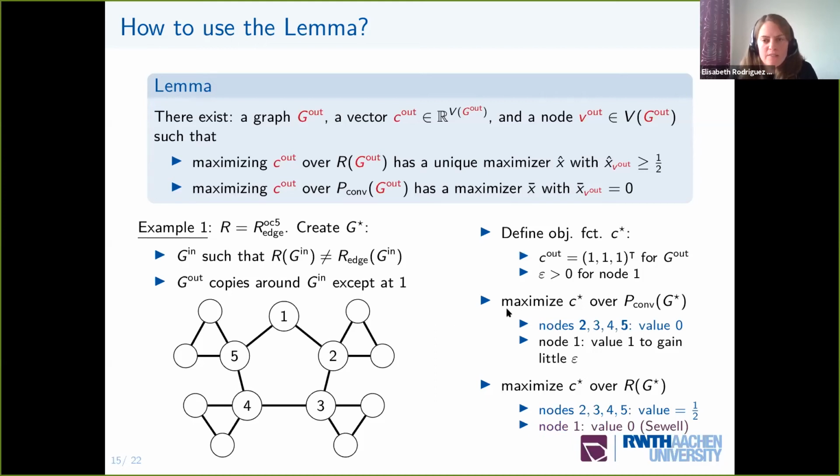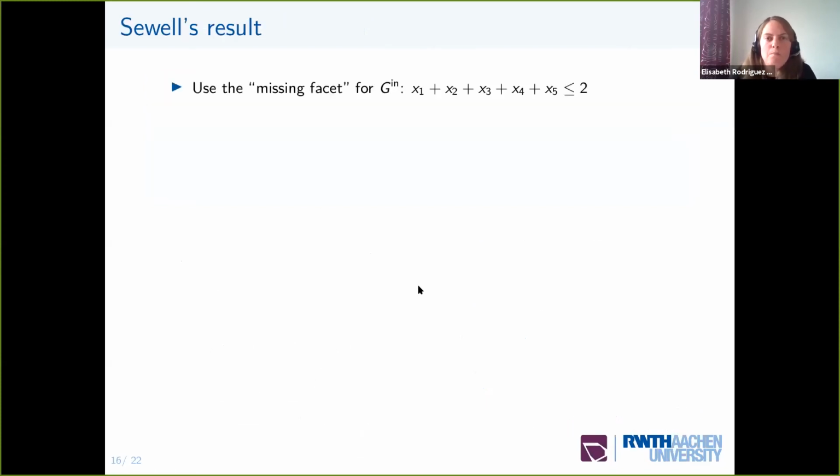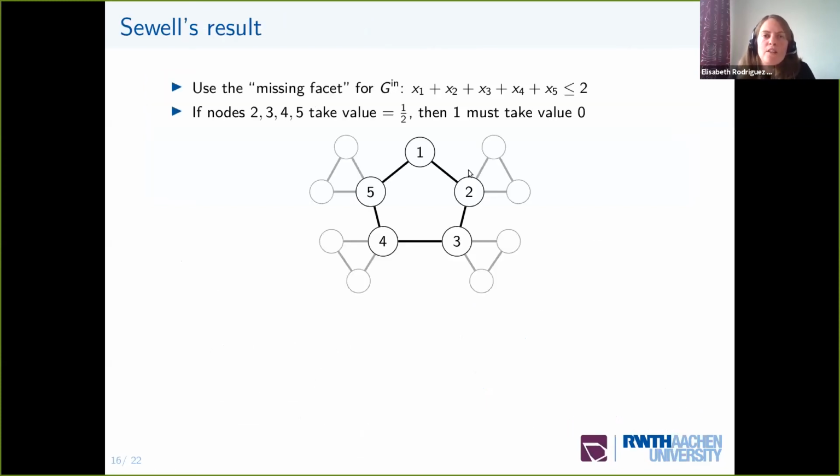What we still have to see is that assigning value 1/2 to each of these nodes implies that this node 1 here will take value 0 when we optimize over the relaxation. And this is easy to see in this case because remember that we have the odd cycle inequalities. In particular, we have the odd cycle inequality for this cycle here. So this missing facet that we didn't consider until now, it will imply that when we assign value 1/2 to each of these nodes, this will completely saturate this new facet. So node 1 will take value 0.